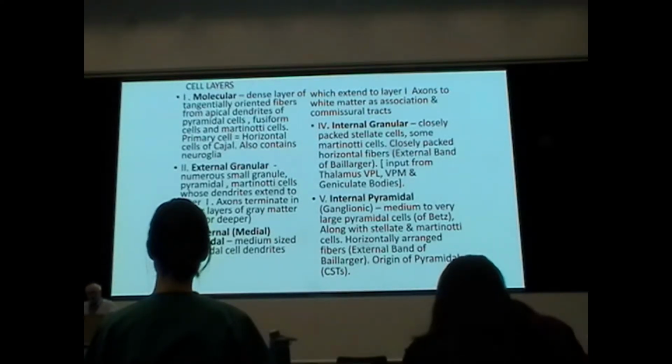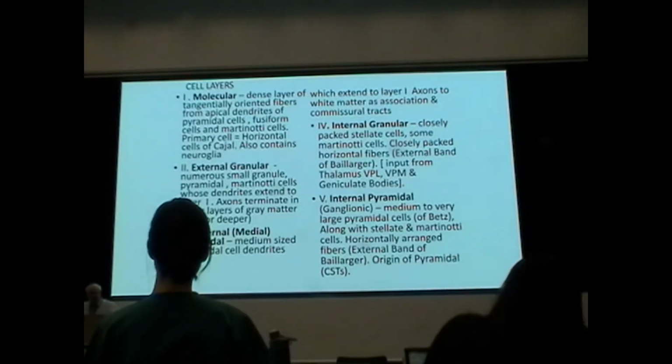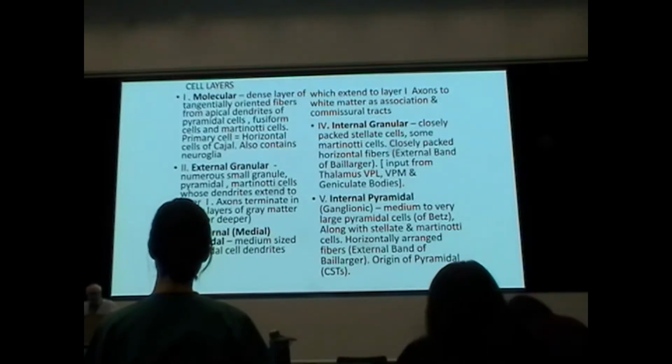Okay? Then we go into layer two, and there's a lot of smaller cells, all kinds. They're either small granule cells, tiny little ball-like cells. There are tiny pyramidal cells. There's a Martinotti cell, which has a nondescript, almost fusiform type cell body. And these dendrites extend to layer one, okay? So this is receiving information as well.